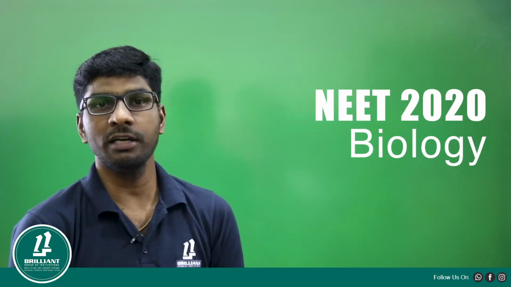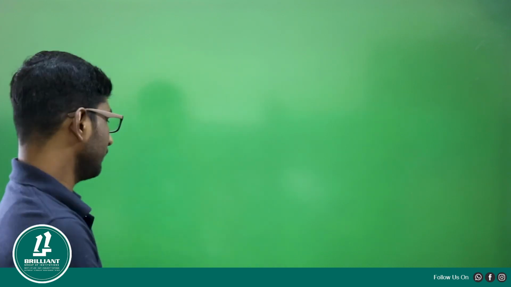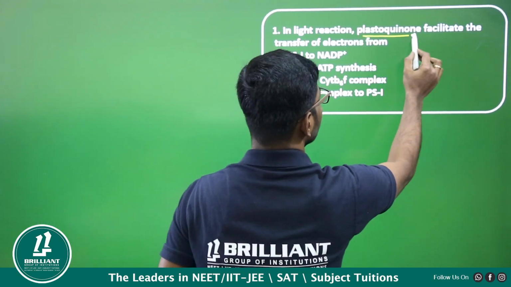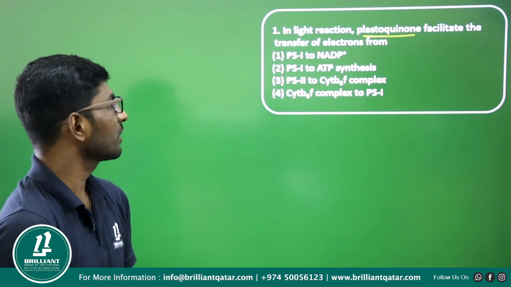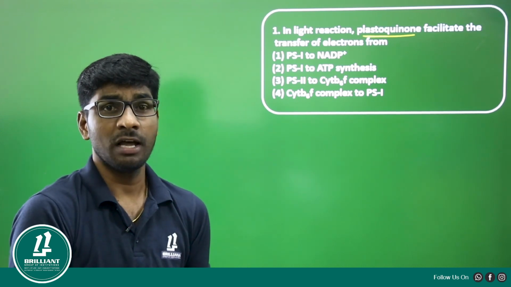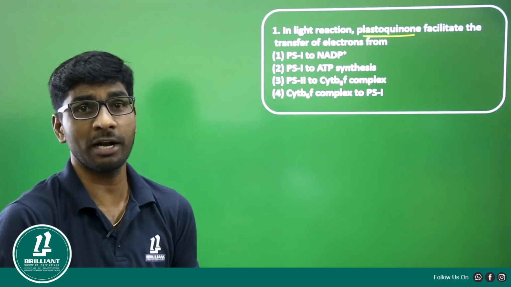Today we are going to discuss the NEET 2020 Biology question paper. Look at the first question. In light reaction, plastoquinone facilitates the transfer of electrons from. This question is from 11th grade, from the chapter called what? Photosynthesis in higher plants, right?